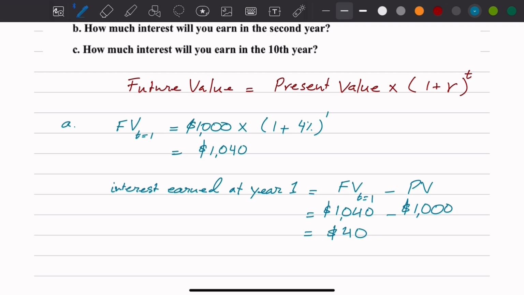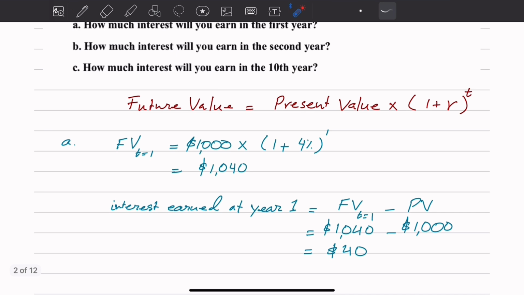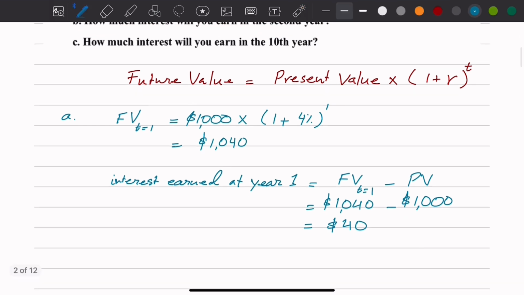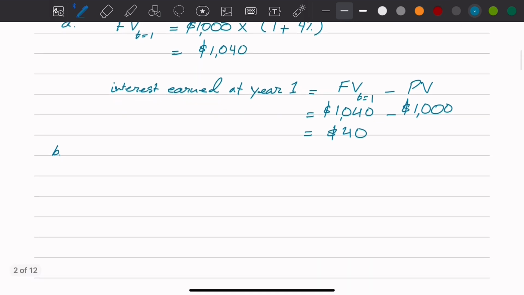Now let's look at part B. It says, how much interest will you earn in the second year? Okay, so now, again, we want to calculate the future value. So let's imagine this. Let me try to simplify things for you with a timeline.